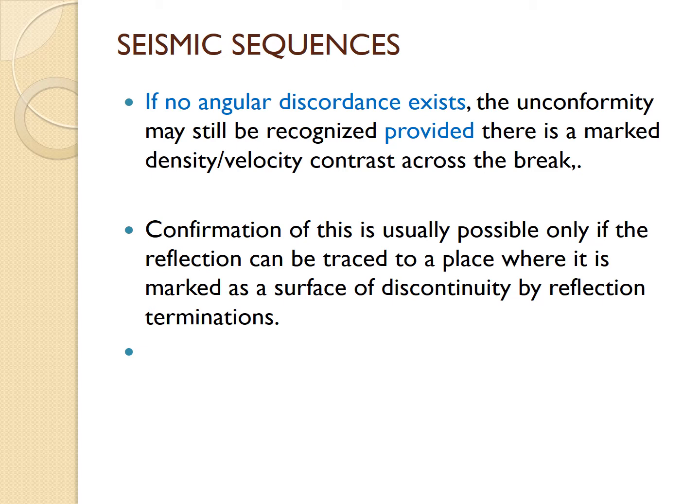And if we don't have any angular discordance in our section, the unconformity may still be recognized. How can we recognize that? Provided there is a marked density velocity contrast. If we don't have a good density velocity contrast, you cannot see this feature across the break. So confirmation of this is usually possible only if the reflection can be traced to a place where it is marked as a surface of discontinuity.